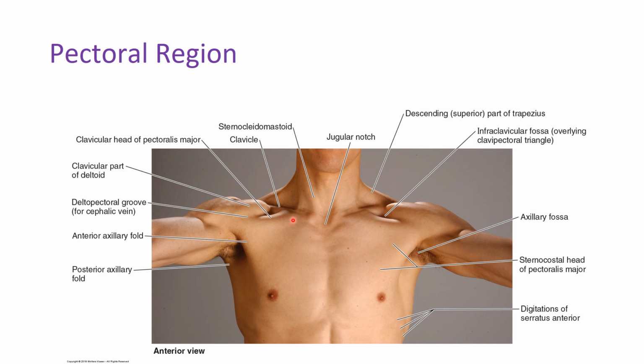So once again, the superior border is going to be the clavicle. You are bounded medially by the bone right in the middle, which is the sternum, and then the inferolateral border is going to be the ribs and the costal cartilages.